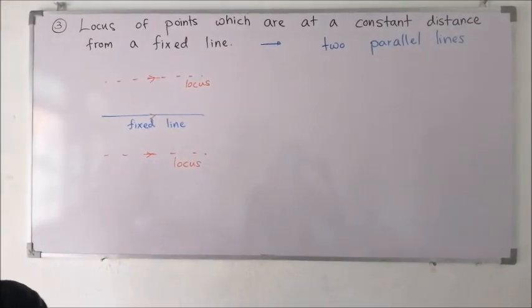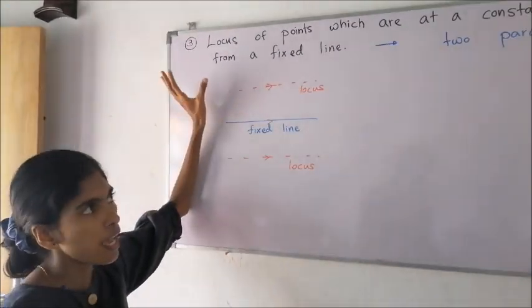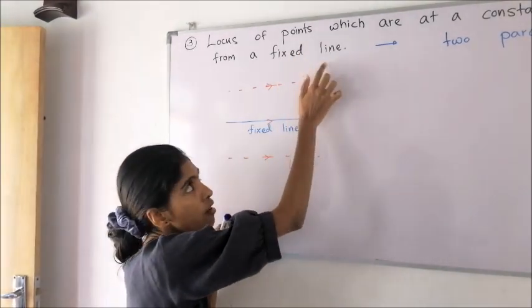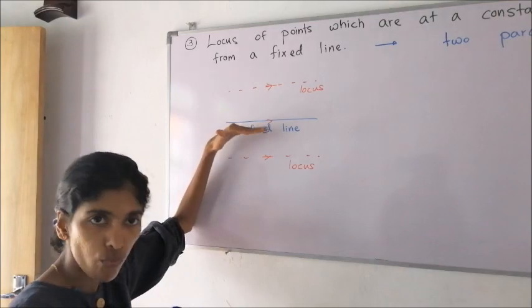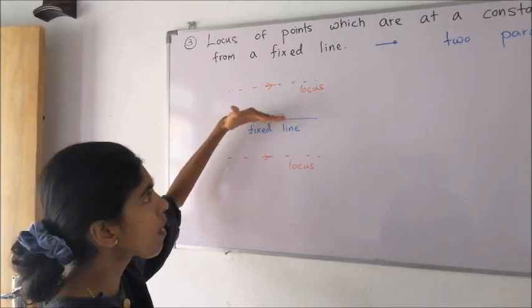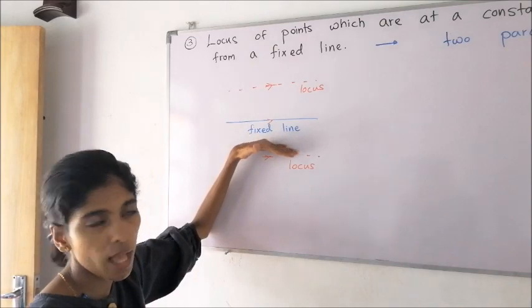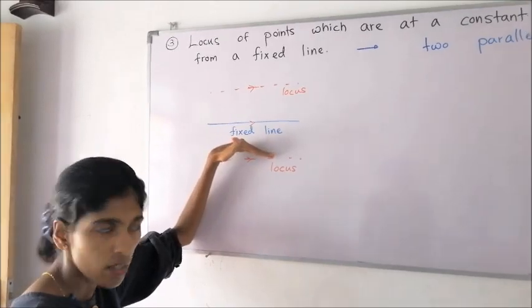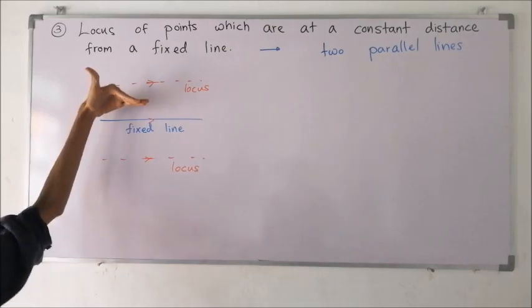Now children, our third locus is this. Locus of points which are at a constant distance from a fixed line. From where? From a fixed line. Right. You are given a fixed line. Now we need to find a locus of points which are at a constant distance from this line. Okay, every time remember that if it is a straight line, a line which is parallel to that should be a locus. So here for this fixed line, we can draw 2 parallel lines from either side of this fixed line.